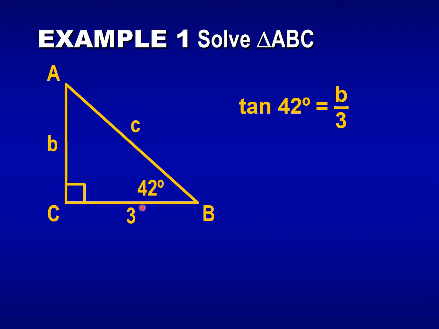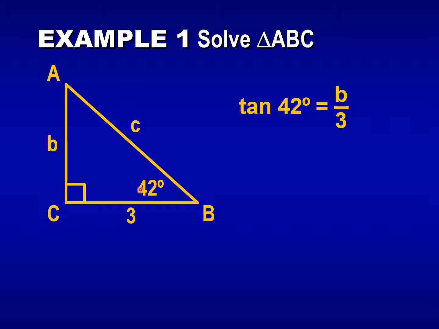The second thing when setting up your trig ratio is you want to pick a side that's unknown and a side that's known. The side that's known should be a side that's already given to you in the initial problem. For the side that's unknown, I could pick either B or C. For right now, I'm just going to pick B. The side that's known is 3, which is adjacent to 42. So I'm looking for B, which is opposite of 42, and 3, which is adjacent to 42.